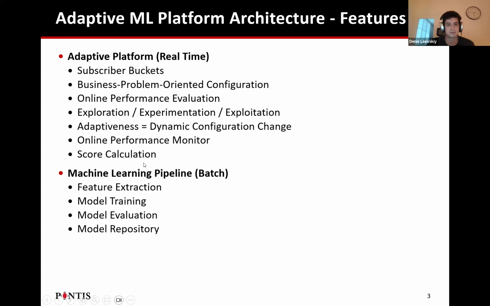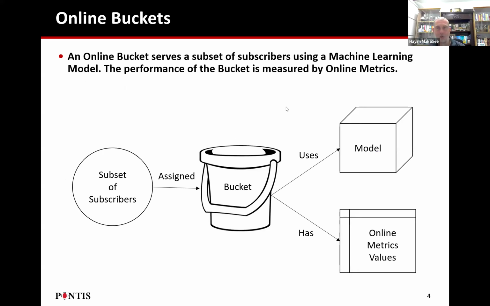Yes. Okay. I will just make a short overview. So, in the platform, you have a set of subscribers. What are subscribers? They are the users that are assigned to some bucket. And the bucket uses a model, and these users assigned to the bucket with the model have online metrics. Do you understand this concept of the bucket? We can divide the users. For instance, Tel Aviv goes to one bucket, Haifa goes to another bucket. This is one example.